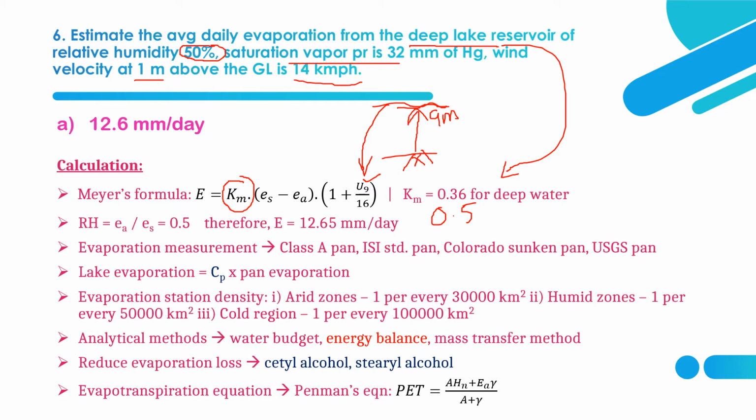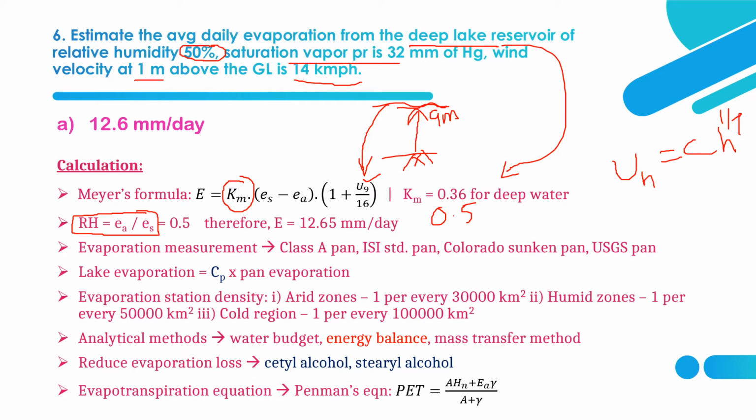If the wind velocity data is available at an elevation other than the needed one, then we have to find the velocity using the 7th power law. What is the 7th power law? U at h is equal to C h power 1 by 7, where C is a constant. Here they have given the relative humidity value. Relative humidity is given as the ratio of EA by ES.